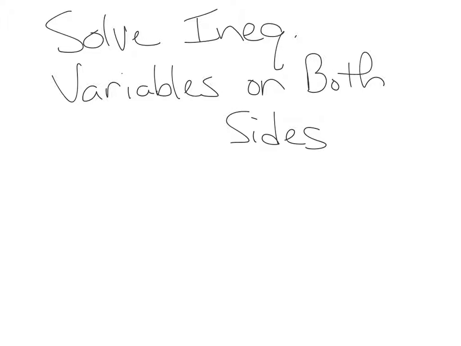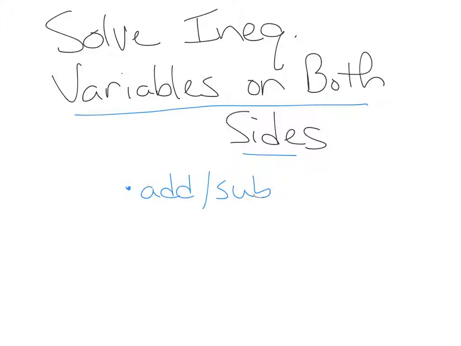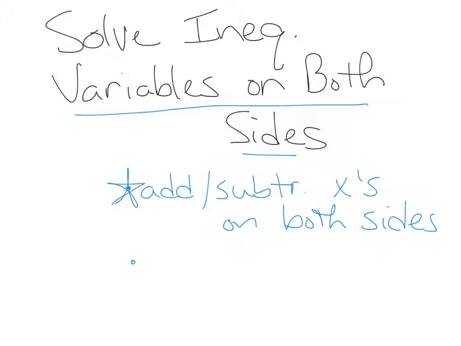Okay, we're going to look at what happens when you have variables on both sides when you're solving inequalities. So first off, let's refresh our memory: when you have variables on both sides, the first thing you want to do is add or subtract x's from both sides so you can get them on one side. That's the first thing you always want to do. And then you want to add or subtract your numbers and then divide from there. But your first step is always to add or subtract the x's on both sides.